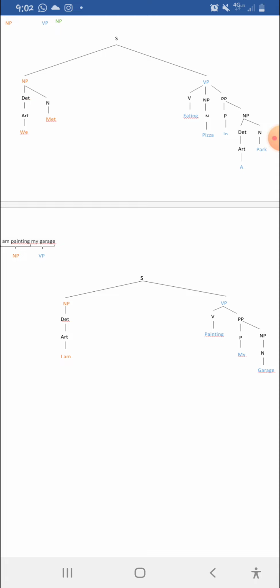And on the right side, we will have the verb phrase, which is made up of a verb, which in the sentence will be painting, and is broken down from a preposition phrase, and the preposition of the sentence is my. The noun is concluded in the noun phrase, which will be garage.